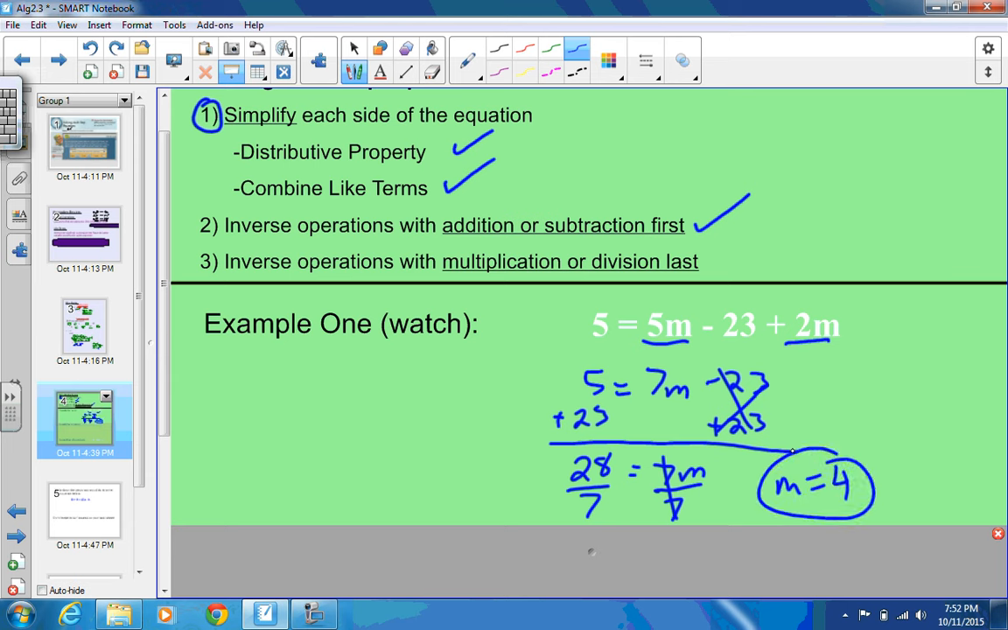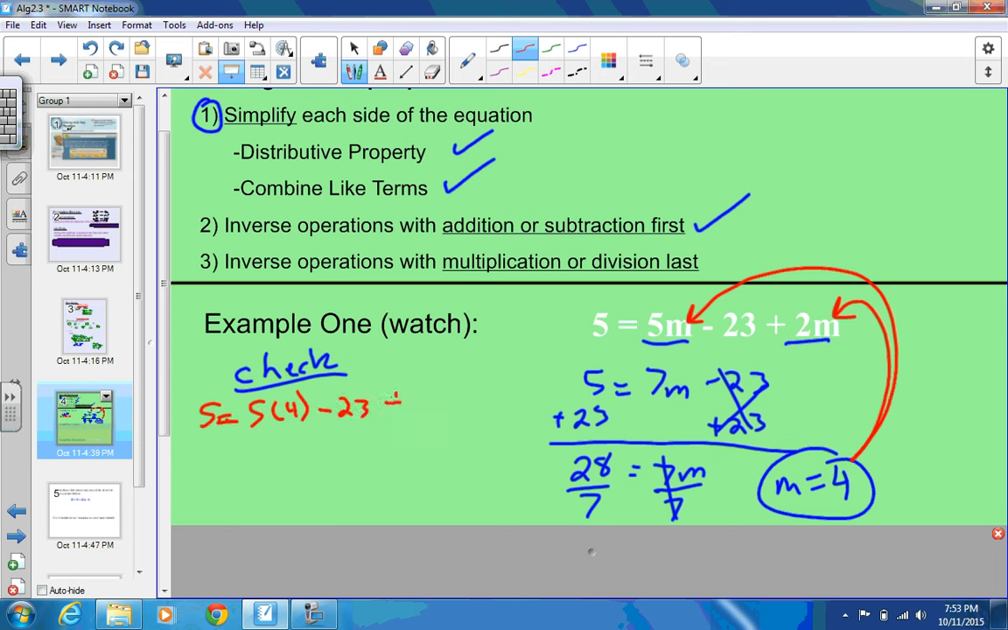I want to stress, some of you aren't doing this: checking your answer. So plug it in for the original. We can plug this in 2 spots now. I'm going to do this in red. Plug it in for the m there and the m there. So we have 5 equals 5 times 4 minus 23 plus 2 times 4.